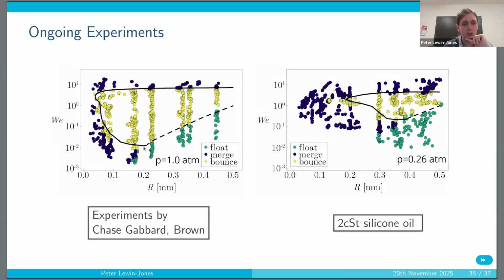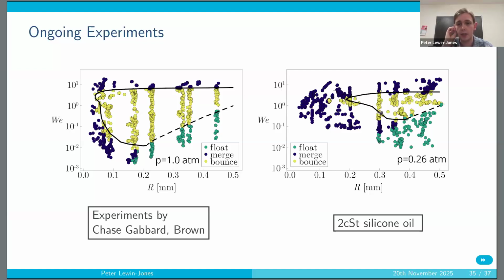So finally, some results. I've only gotten these in the last couple of days, but Chase, who is working with Dan at Brown, has now done many, many more experiments. So the colored points are the experiments. Yellow is where we see bouncing, dark blue is merging, green is floating, and the solid lines are my simulation boundaries. And we've just been amazed at how good this agreement is. Although at this very low radius case there's slight disagreement, even so, we've been really pleased at how well this agrees.